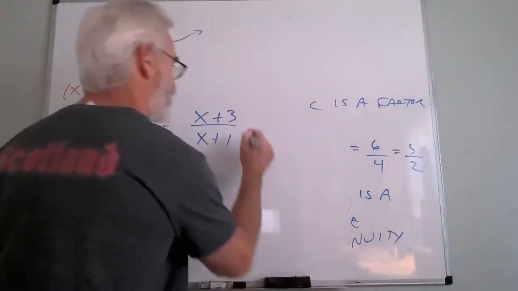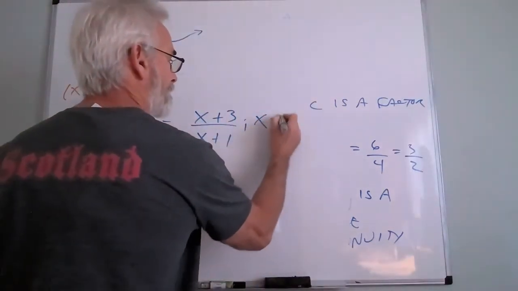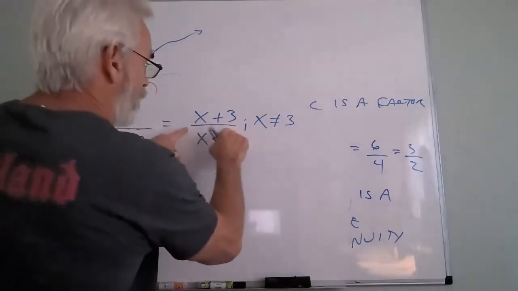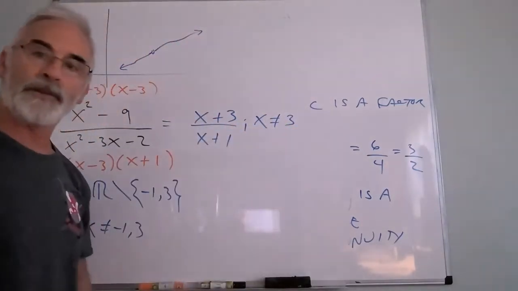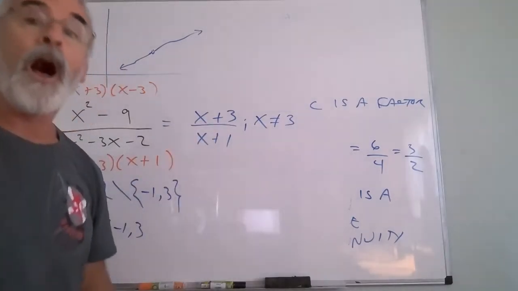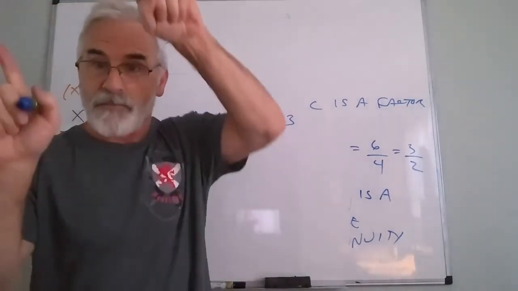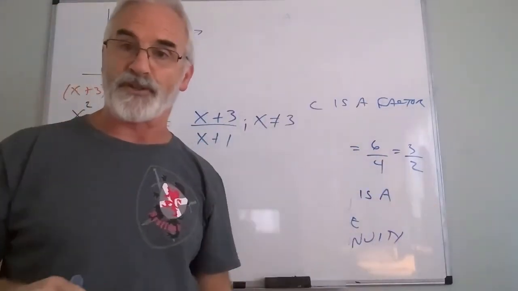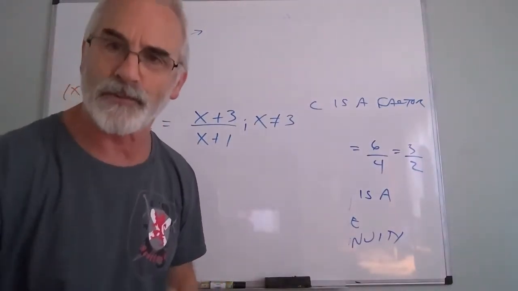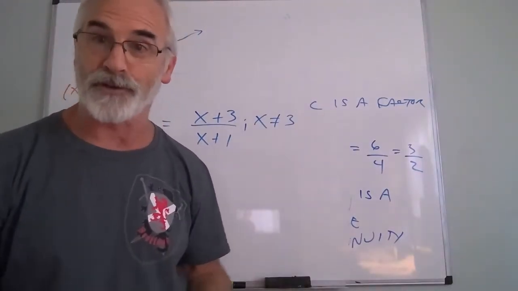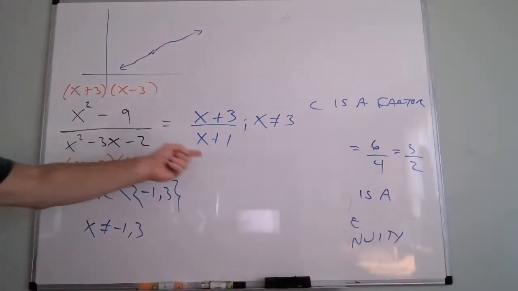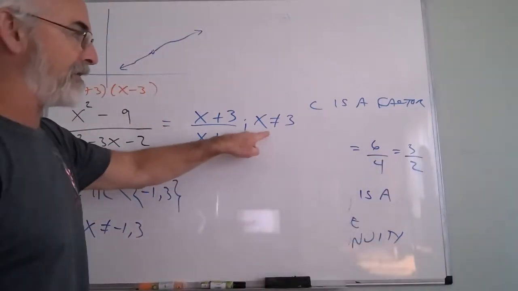Write the disclaimer. The disclaimer is x is not 3. This quantity is equal to this quantity as long as x is not 3, because 3 is still not in the domain, even though it appears that I can do it here. Because the x minus 3 is canceled out of the original problem, I have removed the appearance that x equal 3 is a problem. That's why it's called a removable discontinuity, because I have physically removed it from the problem. I still can't have it in the domain.